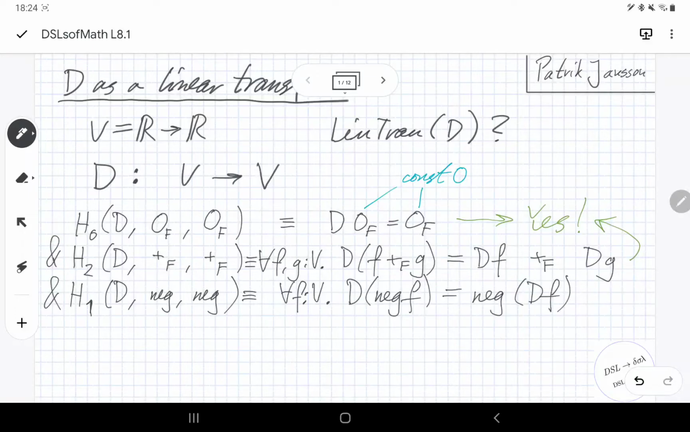And if we think of this in terms of scaling with minus 1, we know that the derivative is a homomorphism with respect to scaling. So this one also holds. So we actually have 3 yeses here. All these 3 requirements are satisfied, which means that yes, D is a linear transformation from functions to functions.